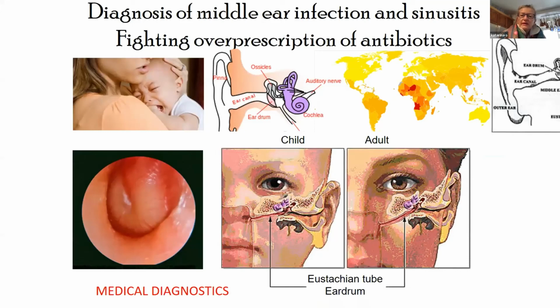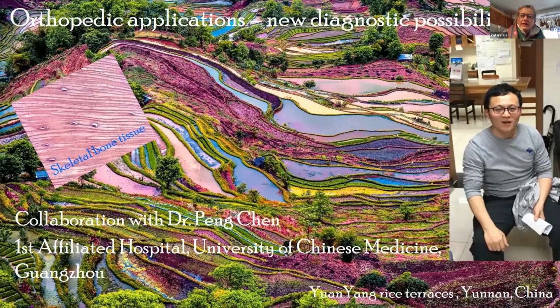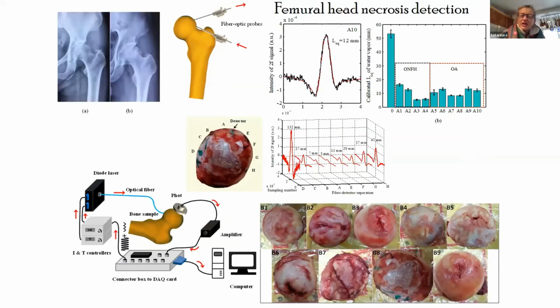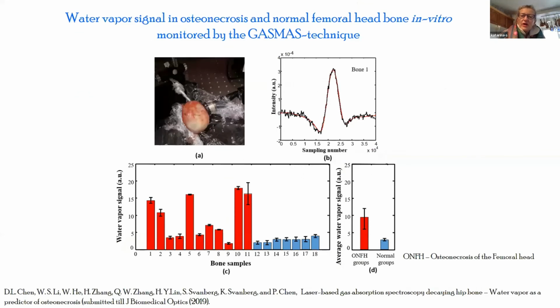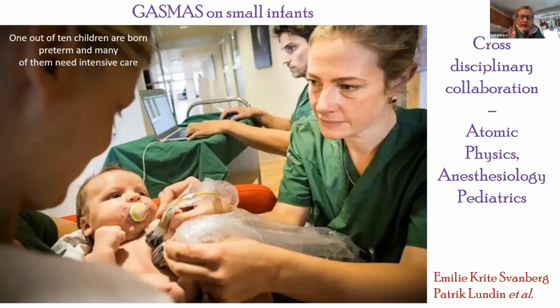Also for the ear infection, we have the same situation with overprescription, and we try to develop good guidance for the doctors to be used, as well as in orthopedics, where we can foresee the development of arthrosis and can tell the doctors how the situation is different for patients who are healthy and who are developing arthrosis, and combining that with laser Doppler.